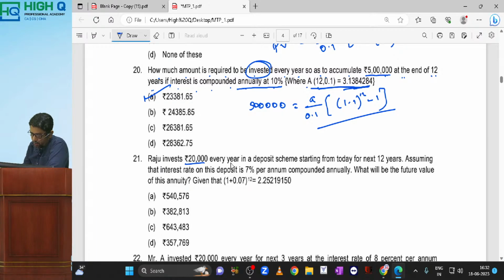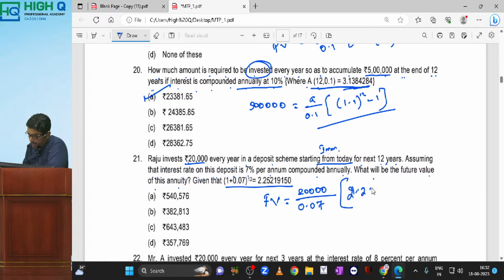Raju invests 20,000 rupees every year in a deposit scheme starting from today. What is it? Immediate annuity for next 12 years. Assuming that interest rate on this deposit is 7% per annum compounded annually, what will be the future value of this annuity? Now, future value is equal to A by I. A is 20,000. I is 0.07. Now, for how many years? 12 years. So that entire value is given. 2.25219150 minus 1 into 1 plus I. So this is what our answer, my dear.